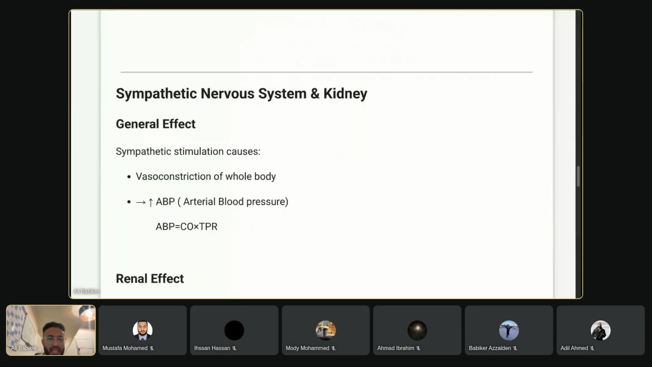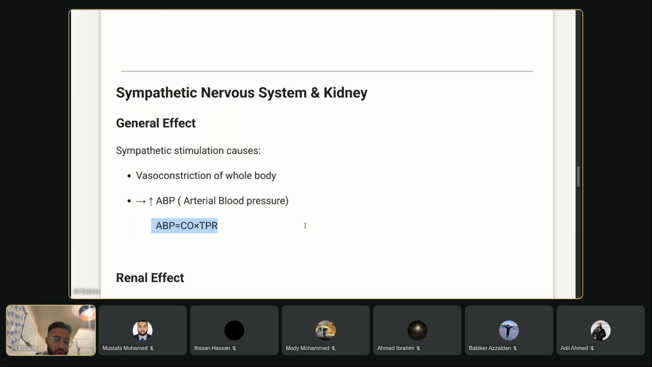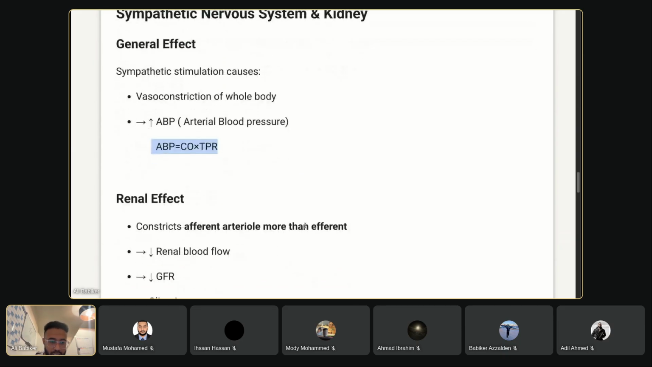Sympathetic nervous system and kidney. We said the general effect of sympathetic stimulation causes vasoconstriction of the whole body, and this will lead to an increase of the arterial blood pressure. Arterial blood pressure, as you know, equals cardiac output multiplied by total peripheral resistance. That's a very important equation. We're going to come to it when we speak about cardiology. It's more relevant in cardiology.